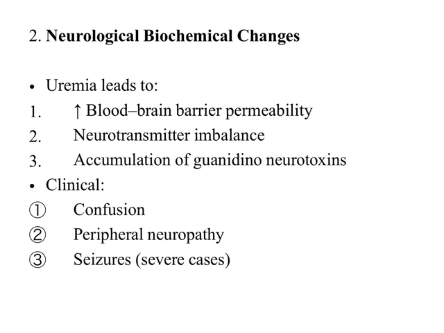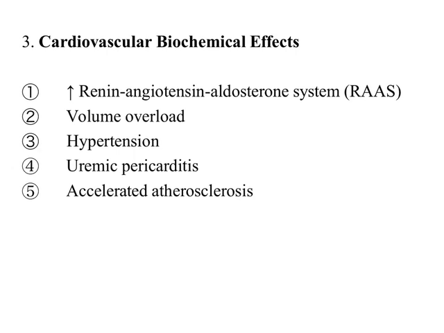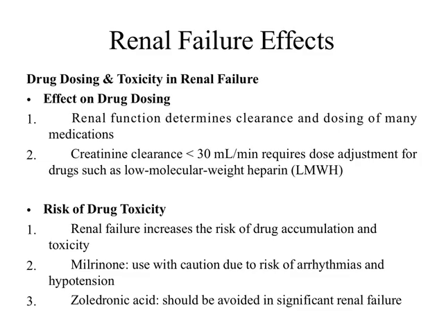Neurological biochemical changes. Uremia leads to increased blood-brain barrier permeability, neurotransmitter imbalance, and accumulation of guanidino neurotoxins. Clinically, confusion, peripheral neuropathy, and seizures may be seen. Cardiovascular biochemical effects: increased renin-angiotensin-aldosterone system activity, volume overload, hypertension, uremic pericarditis, and accelerated atherosclerosis.